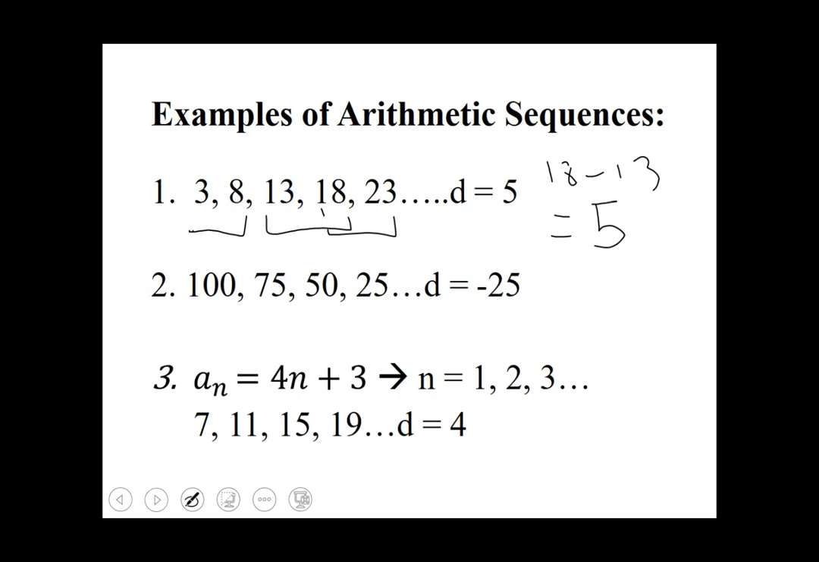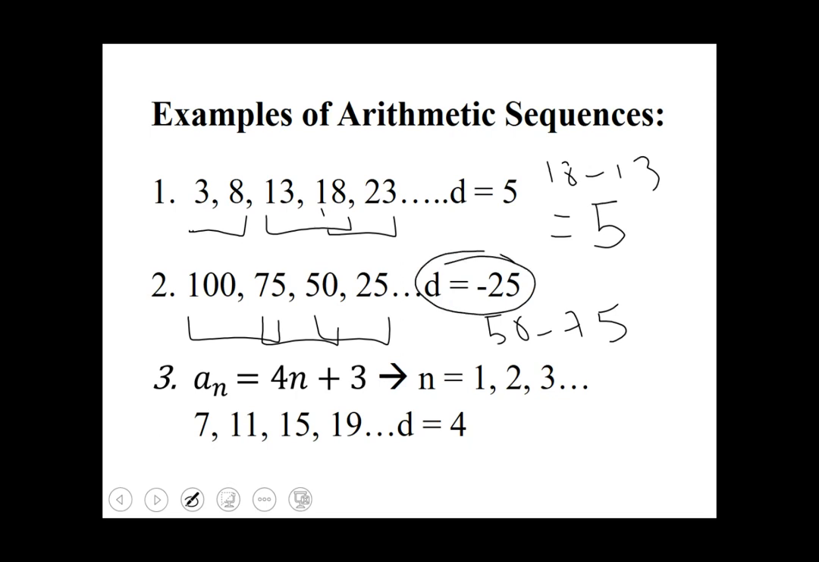If you take a look at number 2, you can see that the values are going down. That means that the common difference, of course, has to be negative. And again, you would find that common difference by choosing any pair of consecutive terms, subtracting them, let's say 50 minus 75, and that's how you would get a common difference of negative 25.